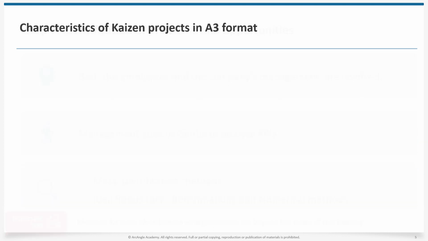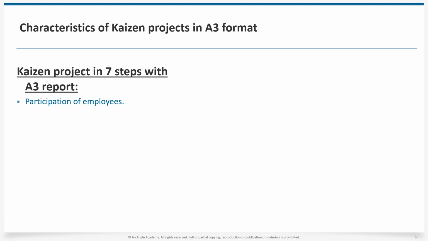What are the characteristics of Kaizen projects in the A3 format? Let's have a look. When utilizing the A3 format for Kaizen projects, several distinct characteristics emerge. Kaizen projects in the A3 format encourage active involvement and participation of employees in the development and implementation of recommendations. This empowers them to contribute their ideas and expertise, fostering a sense of ownership and commitment.